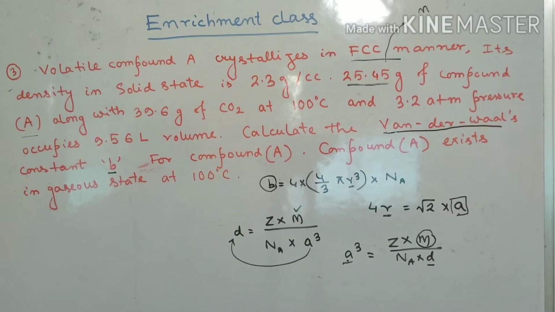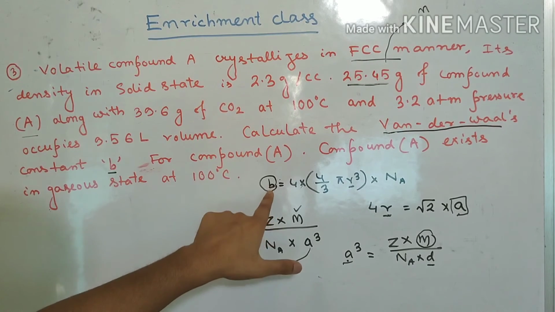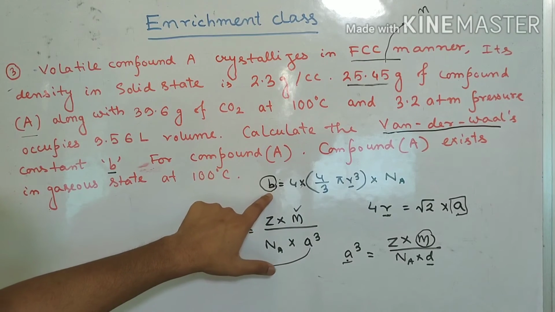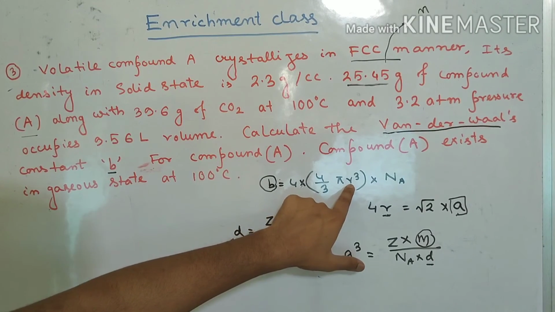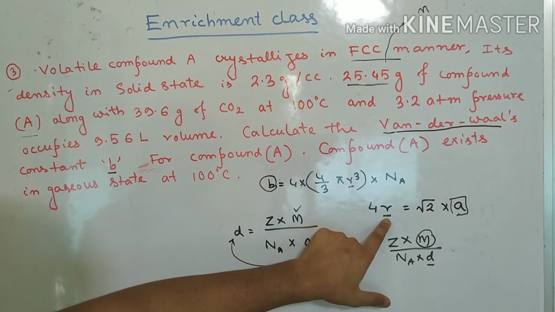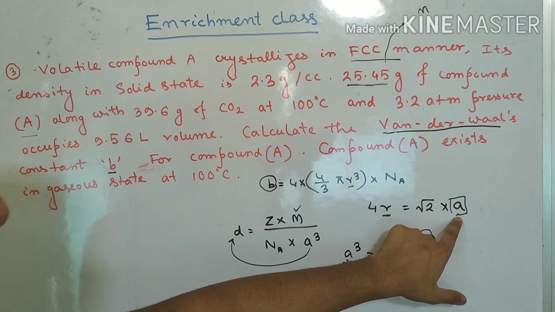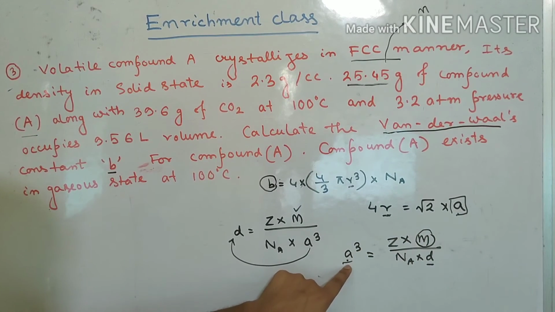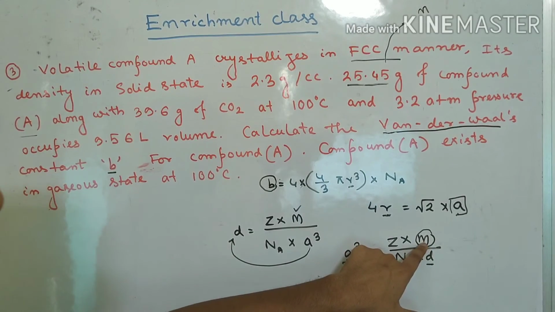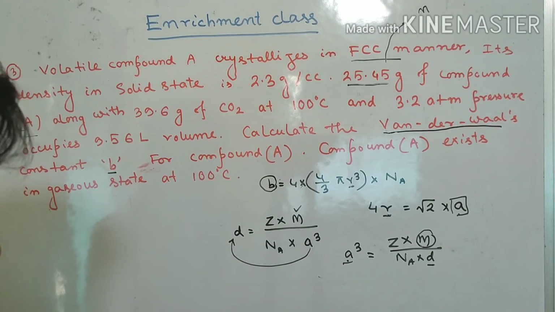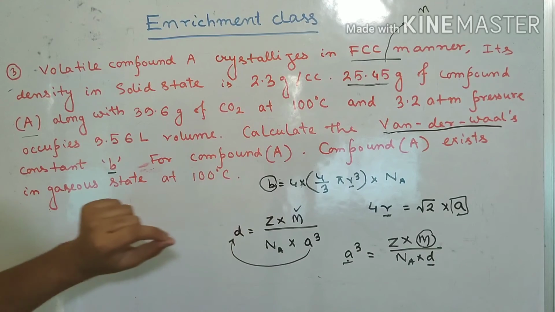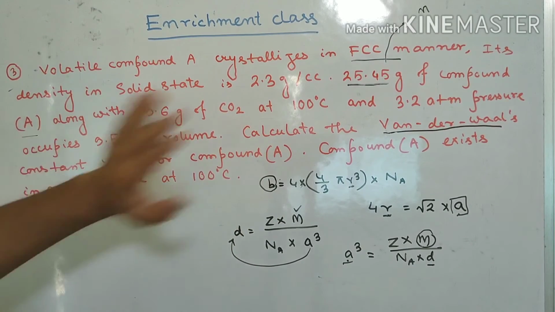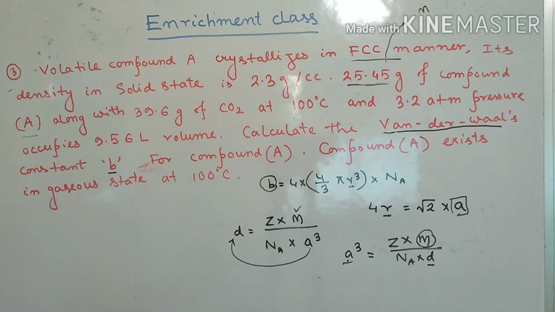Now the point is, in order to get B, we have to get R. How to get R directly? The radius of the atom? We have to get the edge length. It is also not given. So how will you get the edge length? From this density formula. So in order to get A, you have to get the M. M is not given here, but density is given though. So we have to get M. How will you get M? For that you have to get the number of moles, as I have said. So this is the total process.